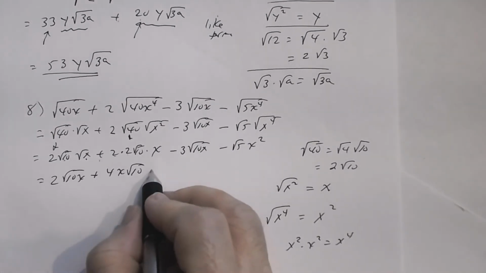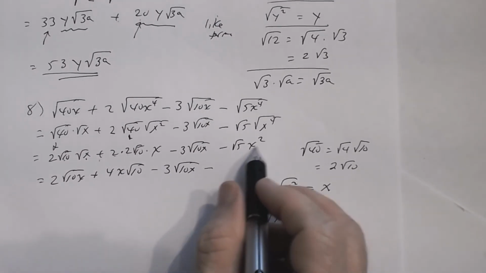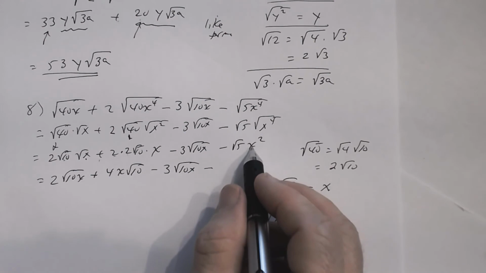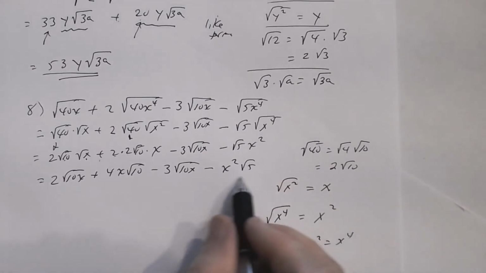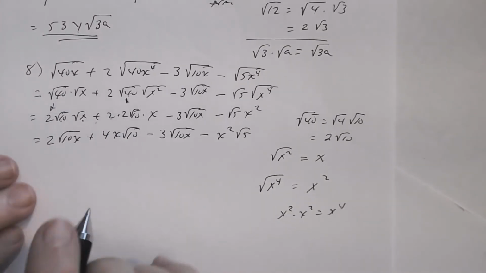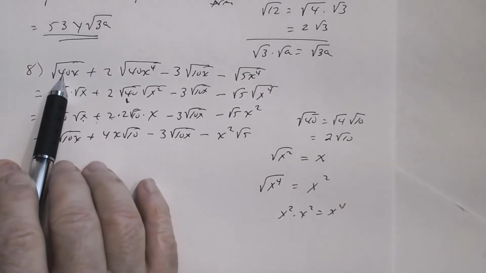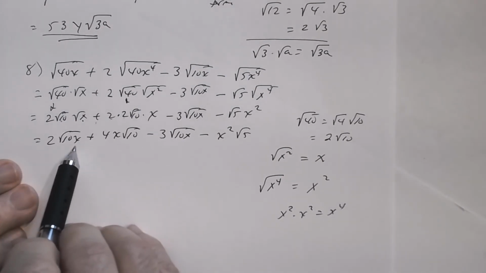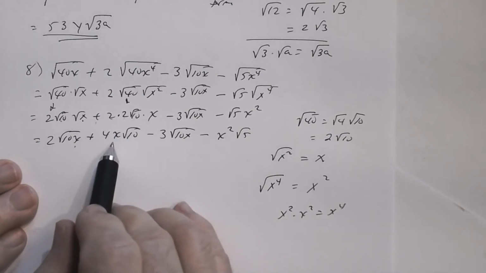Okay, minus 3 square root of 10x, and then all I can do is just rewrite this. I'm going to put the x squared in front. So it's x squared, square root of 5. So I put the radicals in the end. Okay, so now this is a little bit more difficult. I have simplified, though. The square root of 40x ends up being this. 2 square root of 40x to the fourth ends up being this.